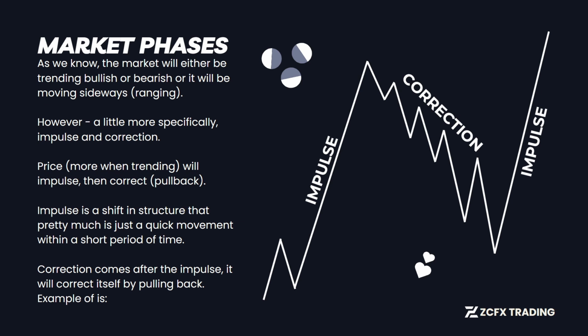However, a little bit more specifically, you have impulse and correction. When trading, price will impulse, and then correct, so pull back. Okay, so impulse and correction. Impulse is more of an aggressive shift, right? Impulse is a shift in structure that is pretty much just a quick movement within a short period of time. Correction comes after the impulse. It will correct itself by pulling back. Example of this is here, right?